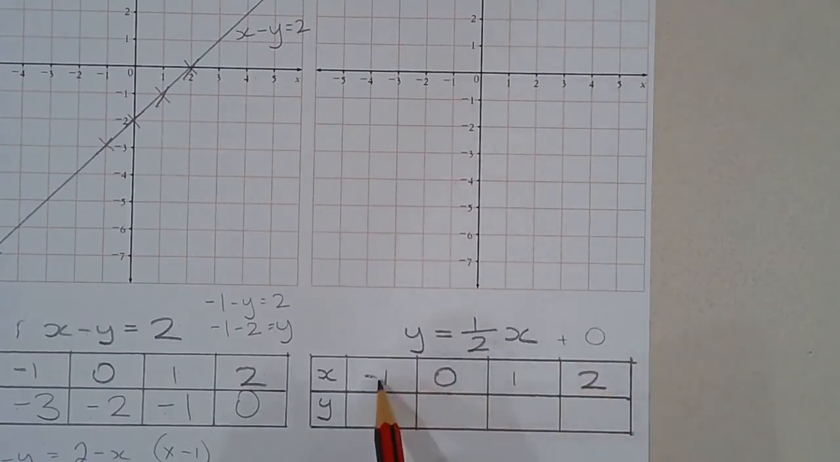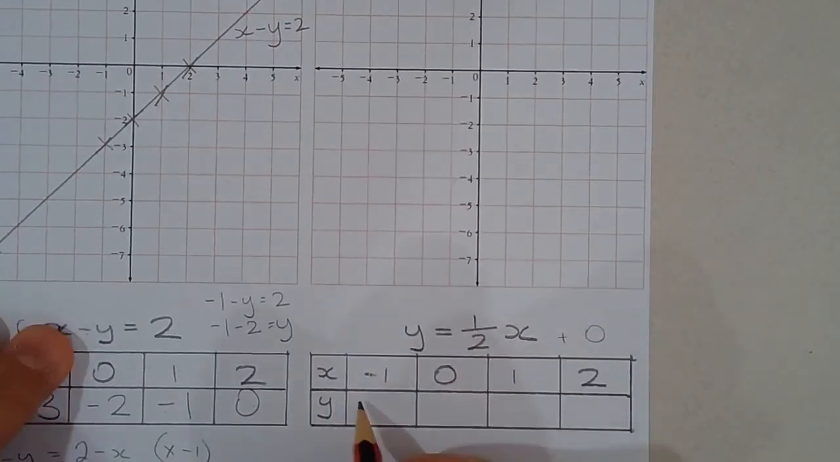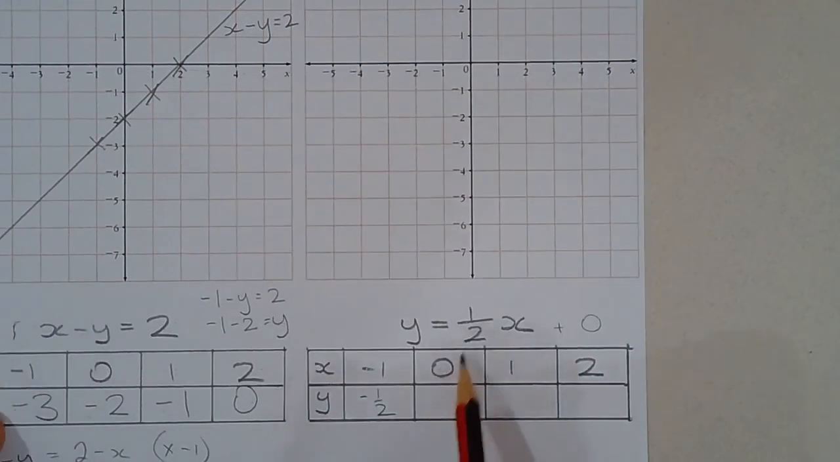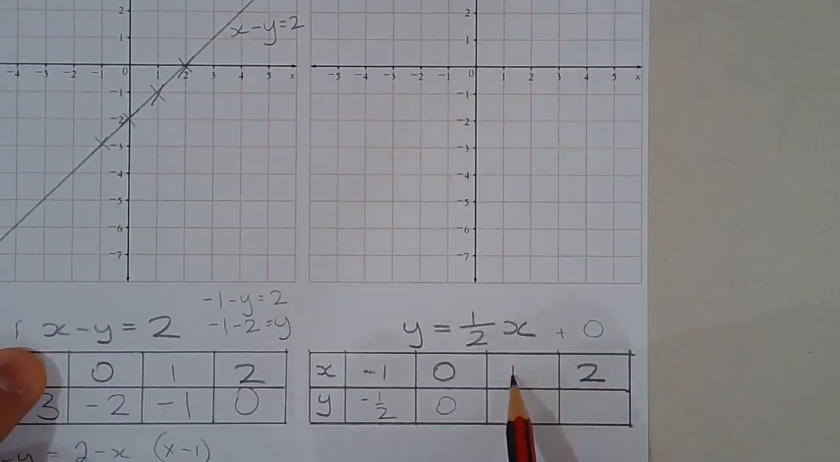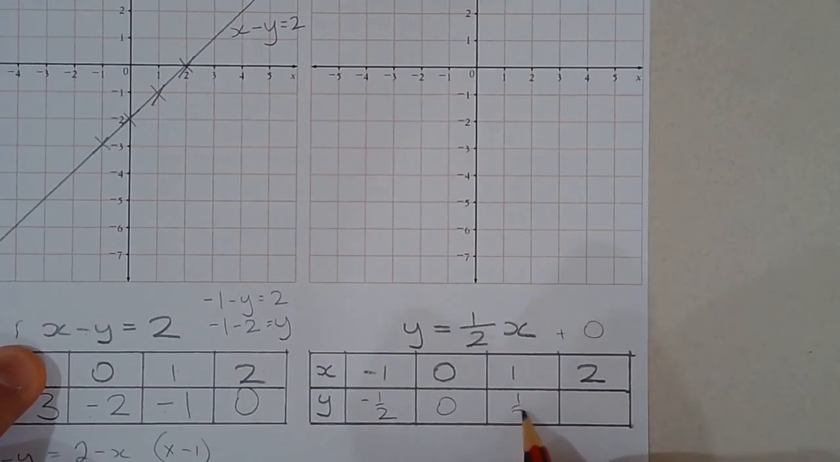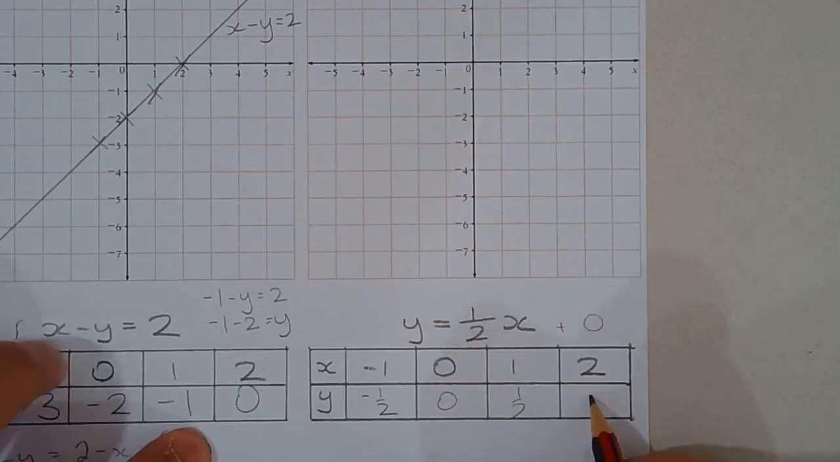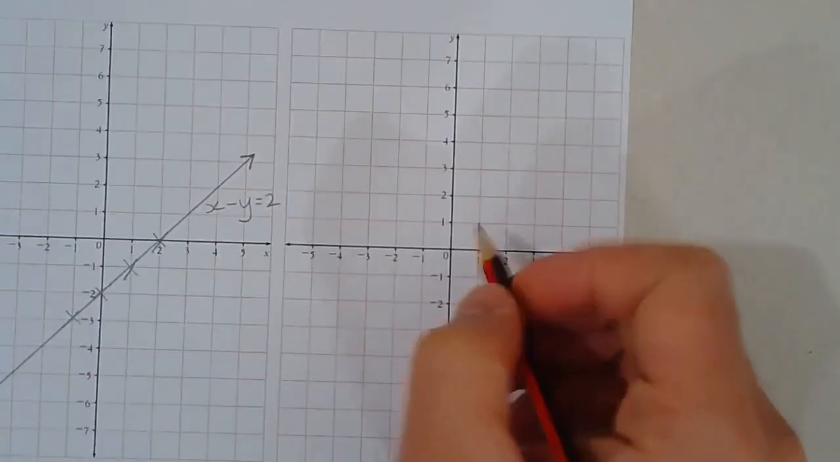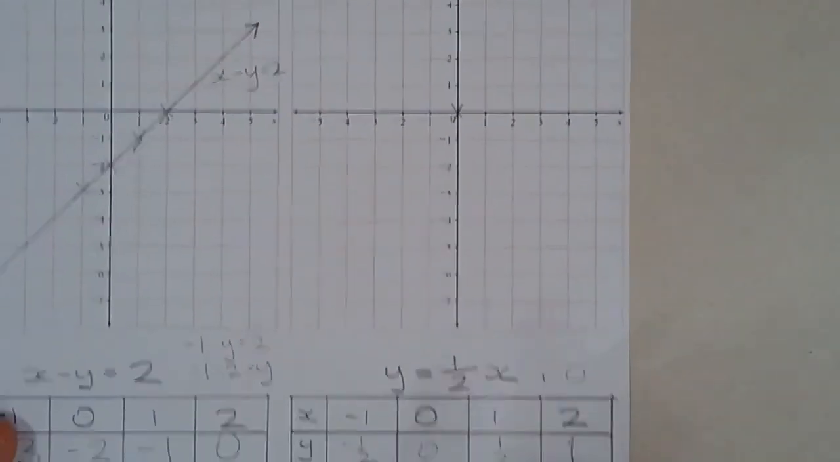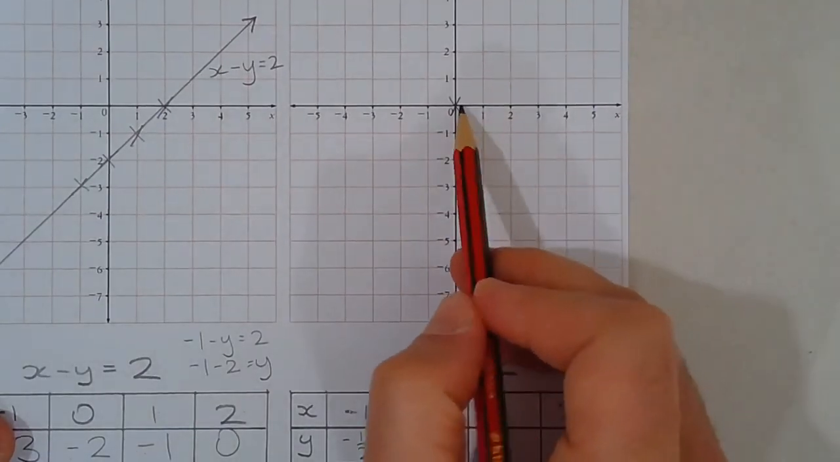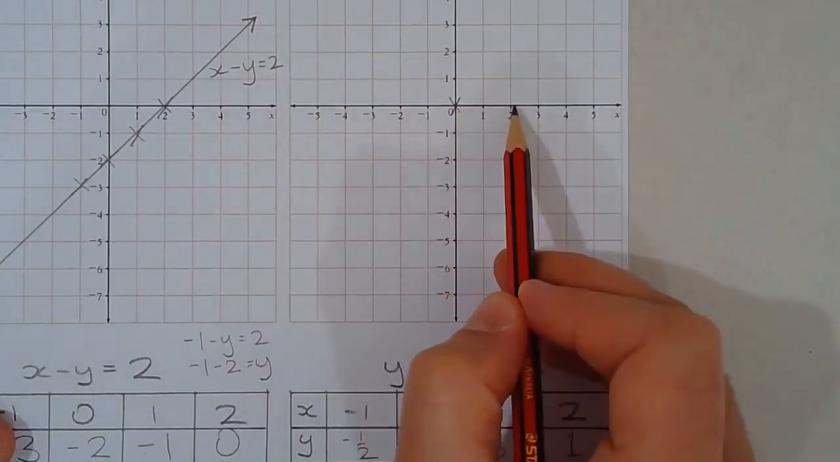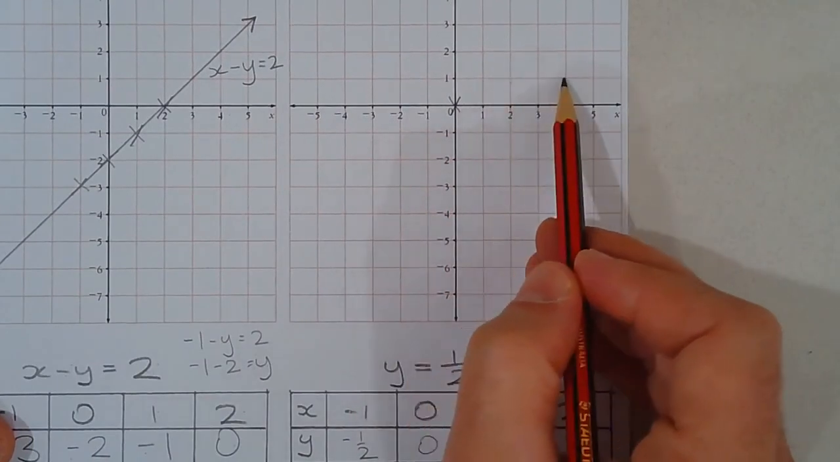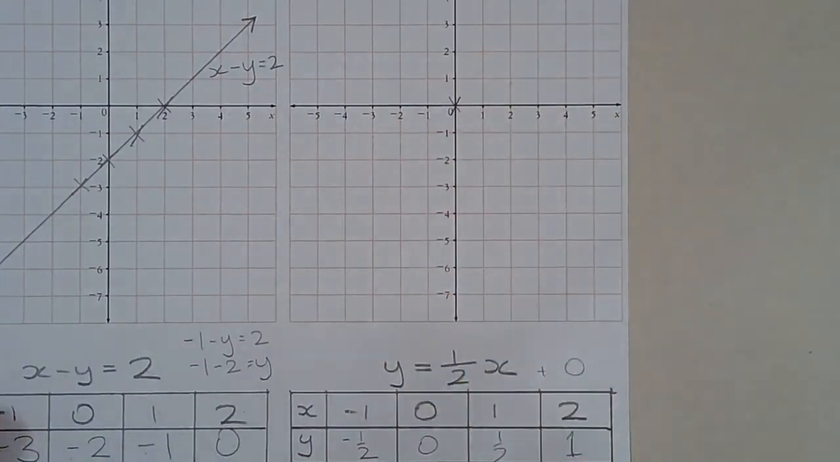Let's see. Substituting the x values into this equation: half times negative 1 is just negative half. 0 times half is 0. 1 times half is half. And 2 times half is 1. So I would expect a line that passes through the origin, 0, 0. I might put the point there, and the gradient is half. That means for every 2 steps across, you go 1 step up. 2 steps across, 1 step up, and so on.